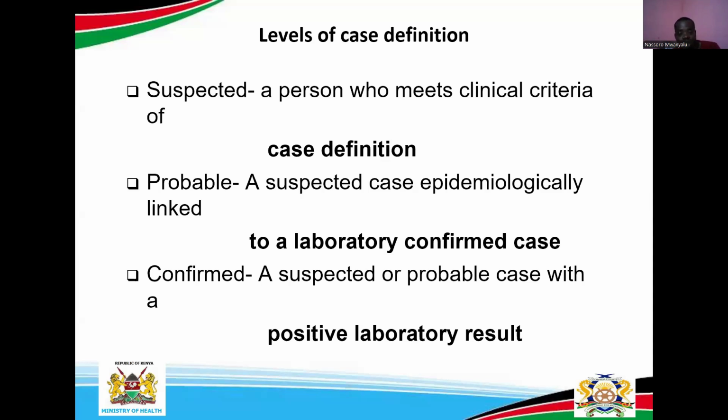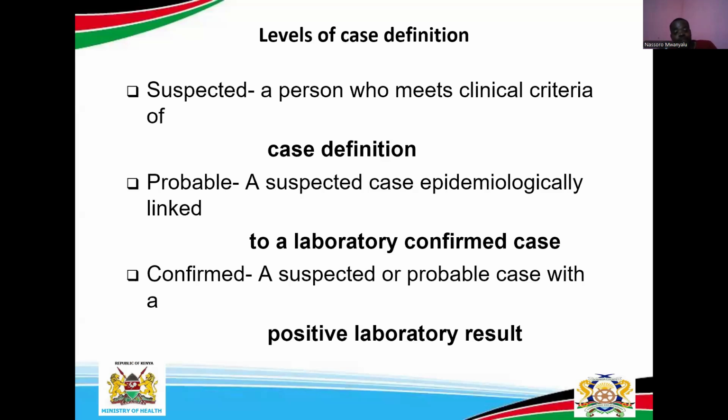Suspected, it only meets the case definition. Probable, this case has a link to a lab confirmed case. For example, when we talk of measles, for the probable case, we can have someone who presents with a fever, rash with the 3 C's, and who is linked to a positive measles case. So if we have such, we say this is a probable case.